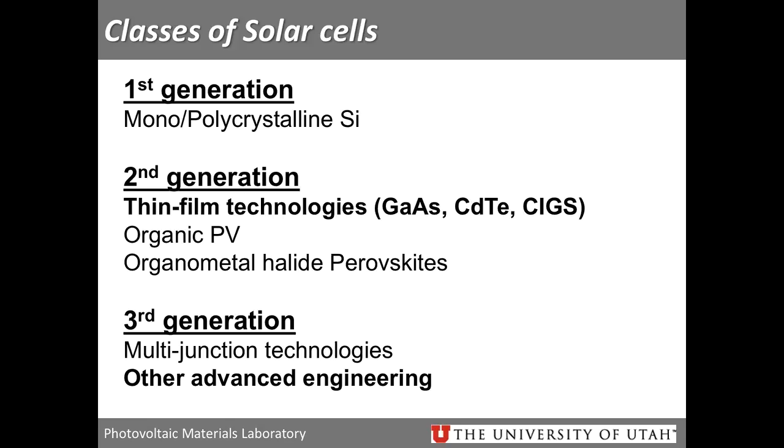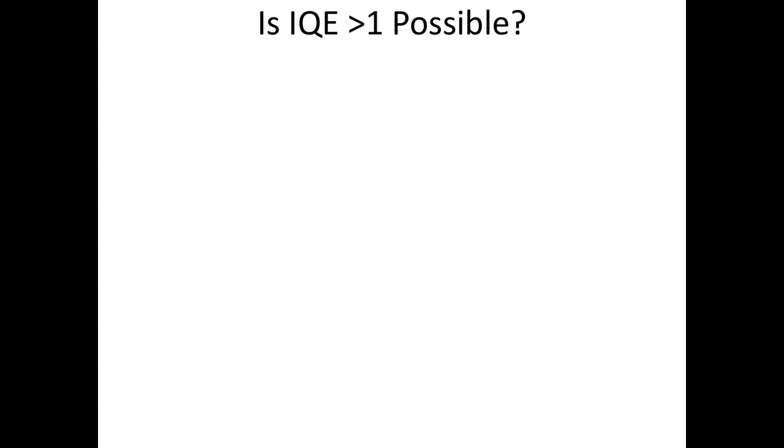So some other advanced engineering techniques that I wanted to talk about. One is, is it possible to push quantum efficiency past 1? What would that mean? Have like a feedback loop, some sort of electron avalanche kind of thing. Yeah, sure.